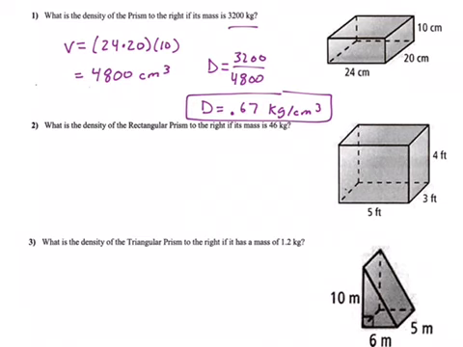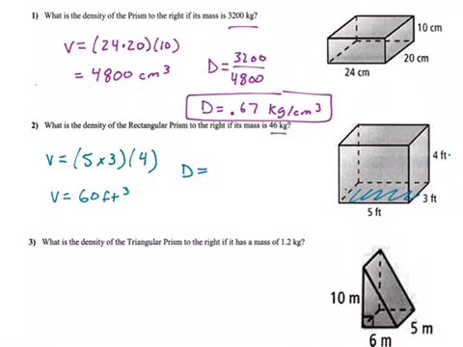Question 2. What is the density of the rectangular prism at the right if its mass is 46 kilograms? They give us the mass. Once again, we've got to find the volume. The base here we'll say is 5 times 3, times the height of the prism, which would be 4. So the volume in this case is 60 feet cubed. To find density, we take the mass, which is 46, divided by the volume, which in this case gives us a density equal to 0.77 kilograms per cubic foot.